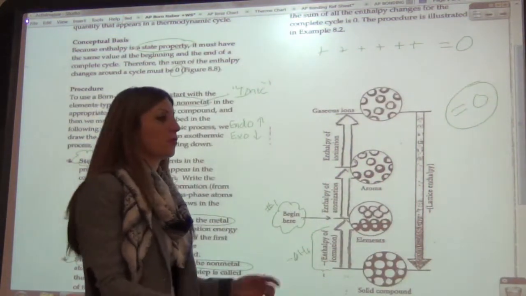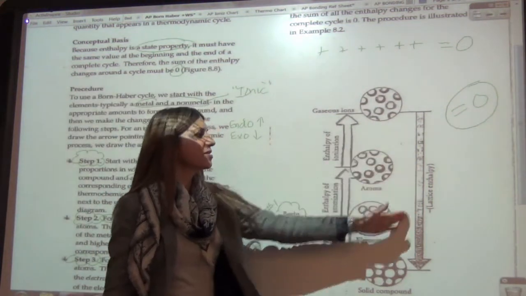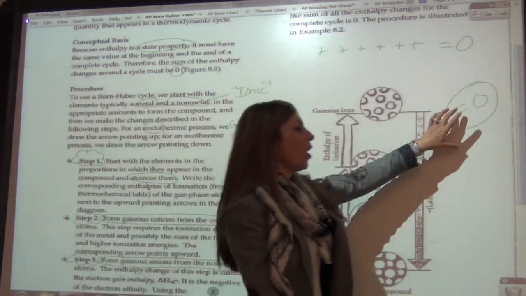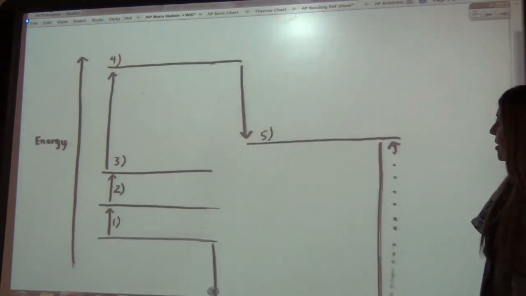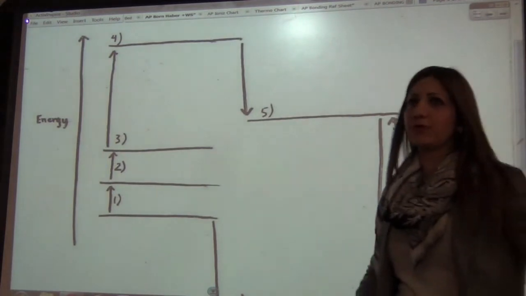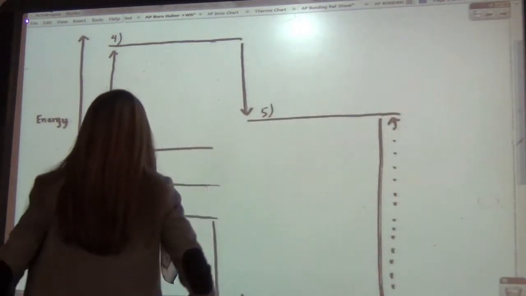Okay? And the whole cycle ends up equaling 0. So we're going to go through this entire cycle, and then we'll set it all equal to 0. I'm going to go to a blank chart on here, okay? If you have a blank piece of paper, you can have it out, or you can just use the one that's there.